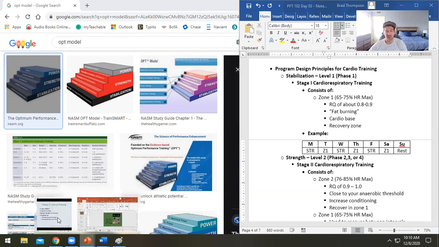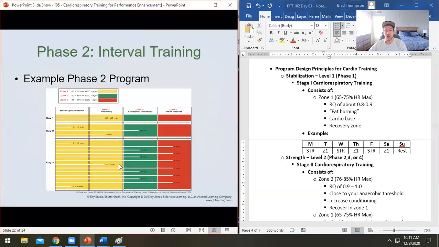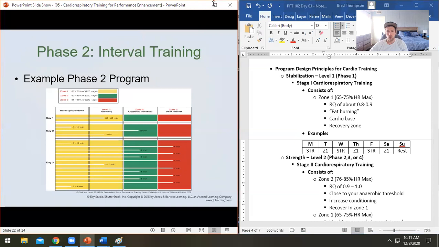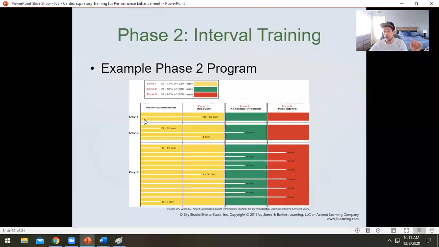Then our client gets a little bit more advanced and they move into phase 2. Now, if they're an athlete, you can see we start to incorporate zone 3 here. So if they're getting into the intense interval training, you can see they have day 1, which is a steady state day. Day 2, which is alternating between anaerobic and aerobic. And then day 3, which is where they're getting into that zone 3, right?